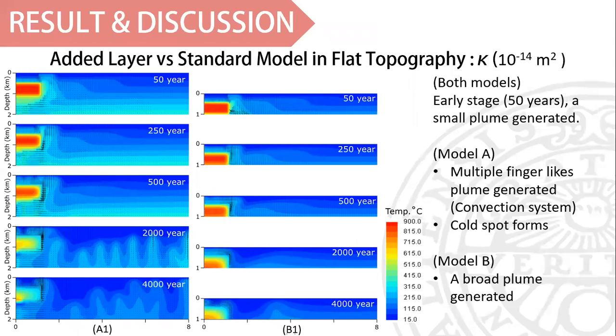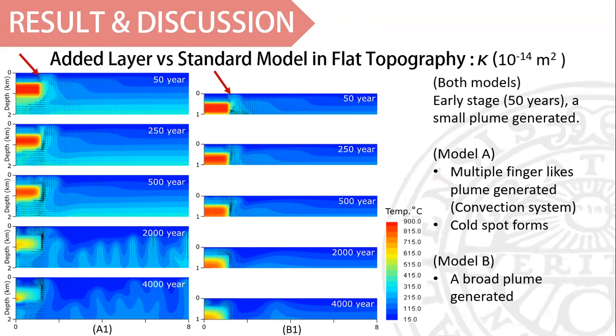Here in the result and discussion part, first I compare an added layer versus the standard model in flat topography with high permeability value. For both models, it formed a small plume within 50 years. The difference starts showing through time.